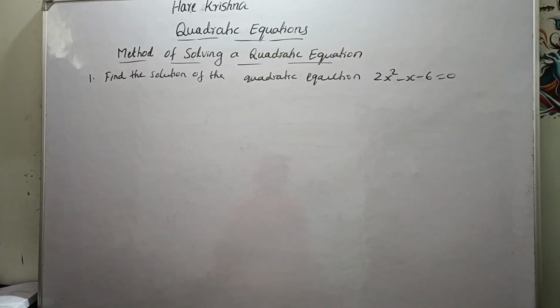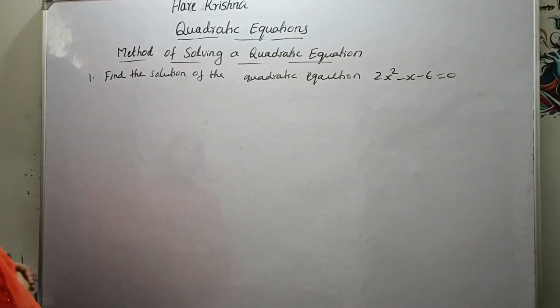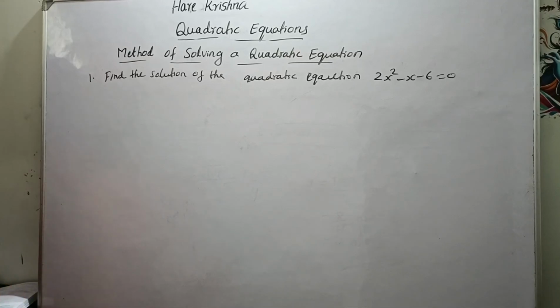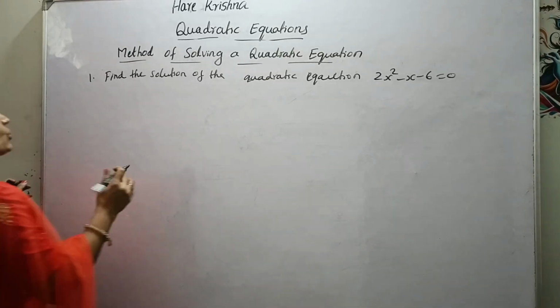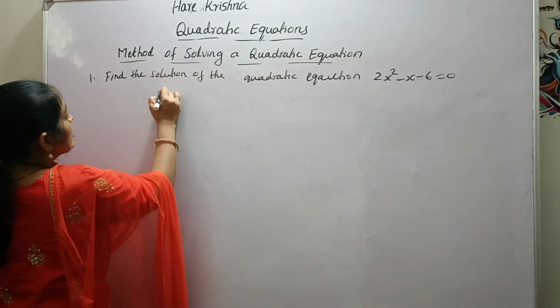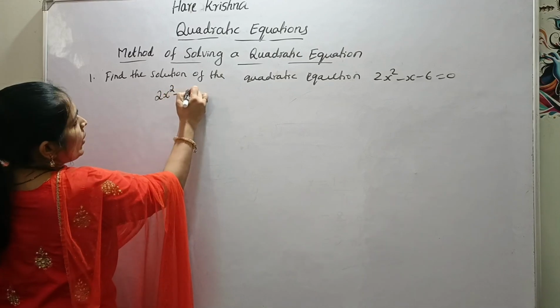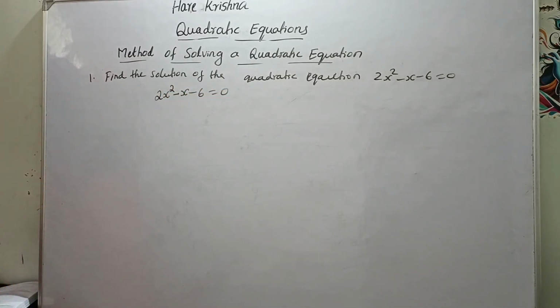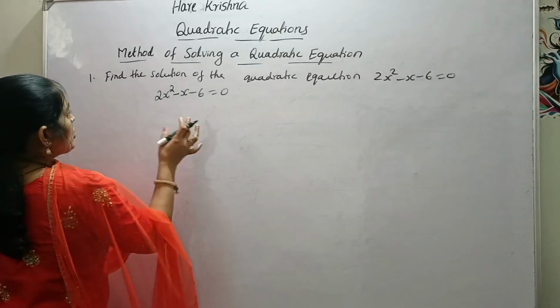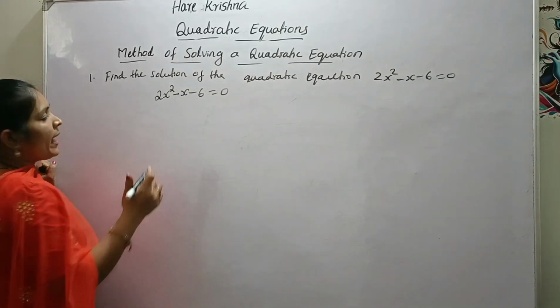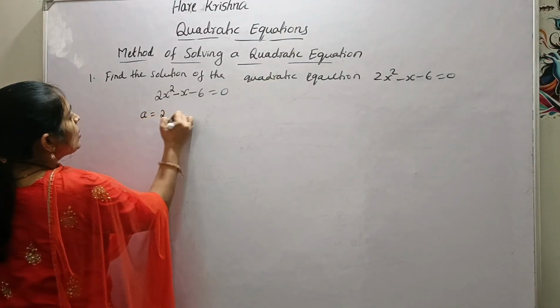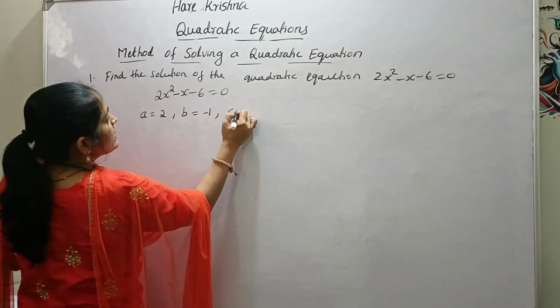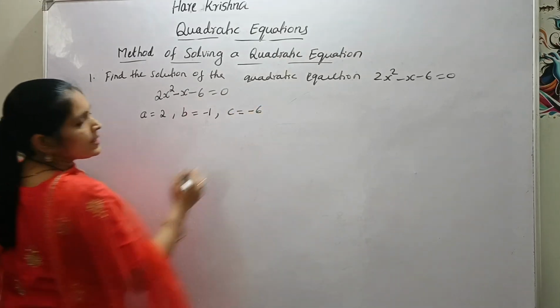Find the solution of the quadratic equation 2x² − x − 6 = 0. So here we have to find the solution of the given quadratic equation 2x² − x − 6 = 0. So here we will apply the quadratic formula. First of all, let's write the values of a, b and c. a is equal to 2, b is equal to −1, c is equal to −6.